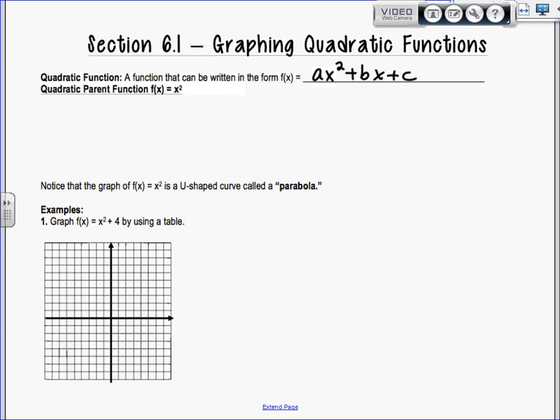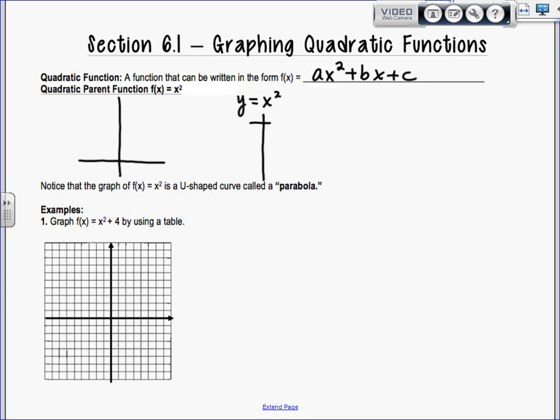Yes, there's a song. All right, the quadratic parent function is f of x equals x squared. So a parent function is basically the most basic function that has the characteristics of a parabola. So it looks like a parabola. So our parent function is y equals x squared.